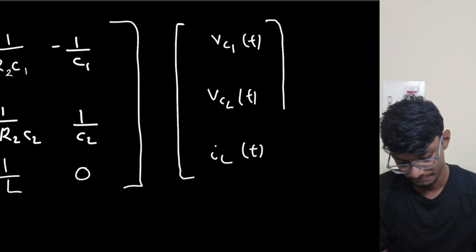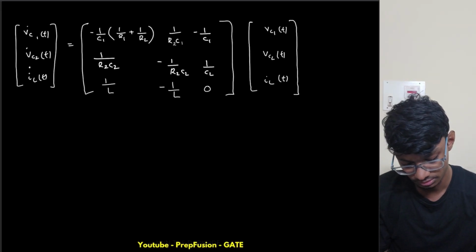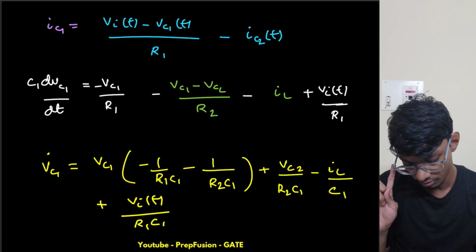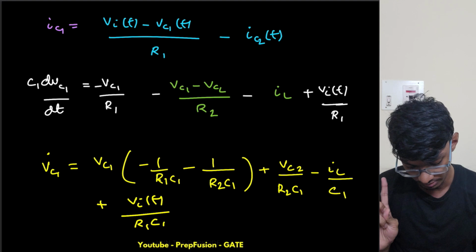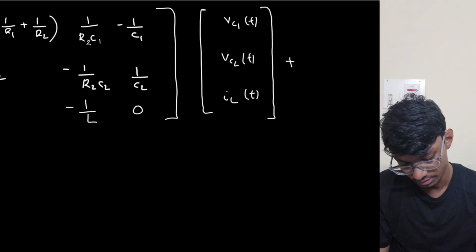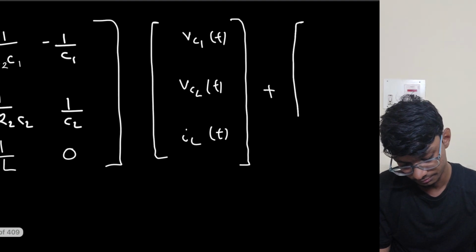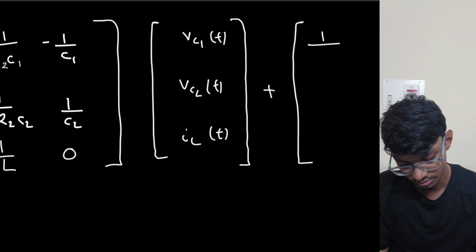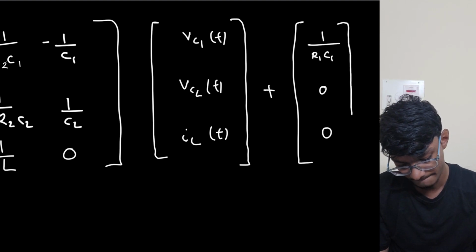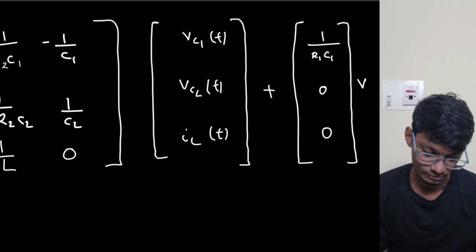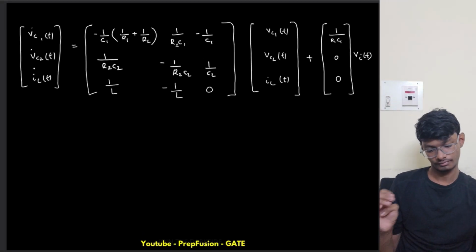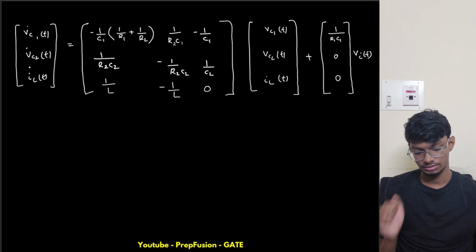Okay, now I will write the input value, right? So what was my input matrix? Only one state variable is depending on this one, right? 1 by R1 C1. So like the VC1, right? So this will become 1 by R1 C1, 0, 0. This is my Vi of t. Okay, V of t. So yeah, this is basically my V of t.